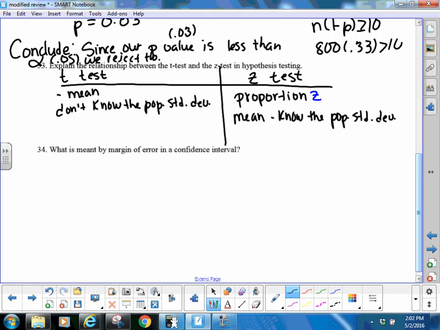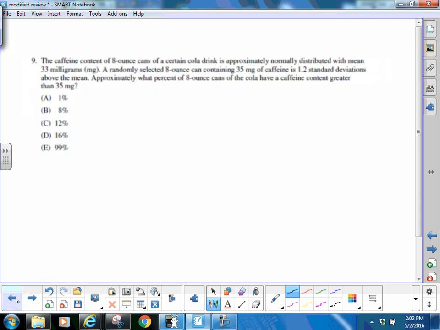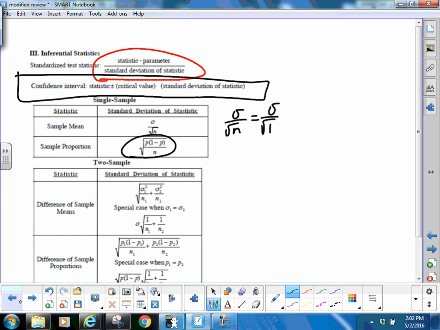And we'll do this one more together, then I'll let you have the remainder of the time to work on 35. What is meant by the margin of error in a confidence interval? So go back to your formula sheet. Okay, so right here is my confidence interval. Which piece of that is your margin of error? Absolutely. Everything that comes after your plus or minus is that area that we're unsure about.